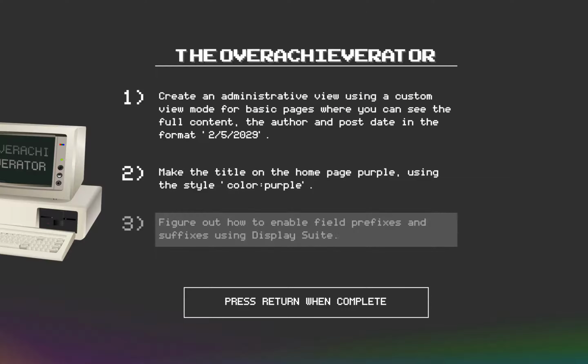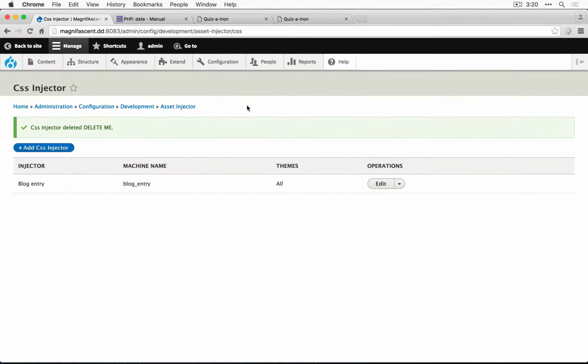Now for the third challenge, figure out how to enable field prefixes and suffixes using Display Suite. Prefixes and suffixes are a pretty useful feature in Display Suite and could have almost gotten us what we wanted from our submitted by custom field. The way we can accomplish this is by using Display Suite field templates.